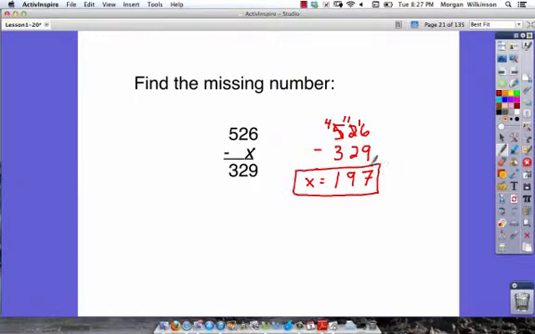We could check our answer to make sure it's right by saying 526 minus that answer of X of 197, and we should get 329 if we're correct. Let's see if we are.